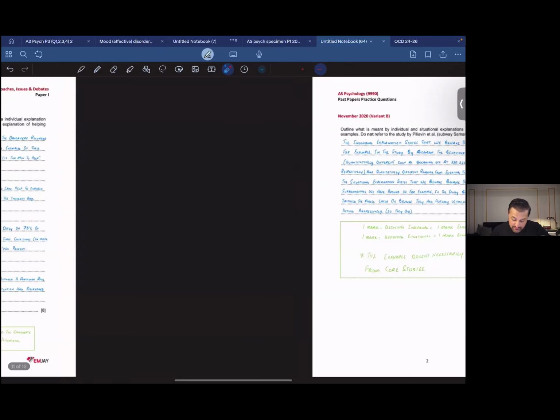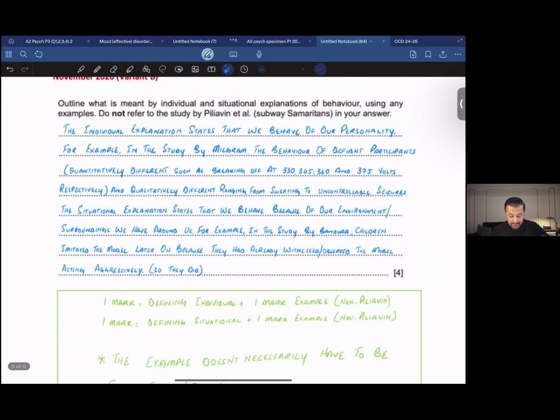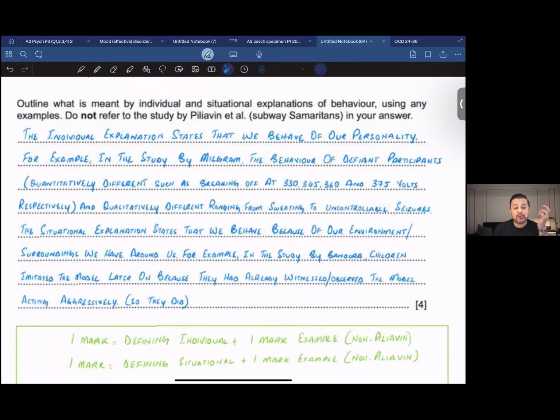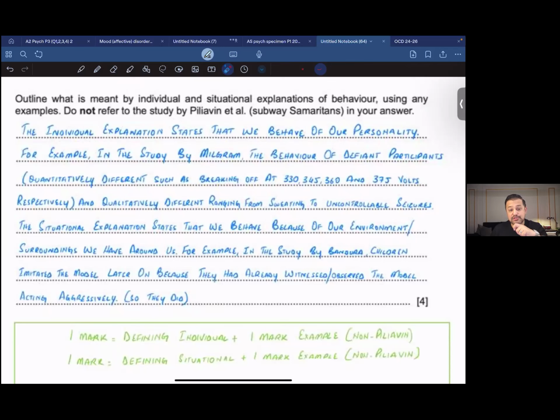Another question that we have, real quick, I don't want to take a lot of time today. We had this question in November 2020. The question reads: outline what is meant by individual and situational explanations of behavior using any examples. Do not refer to the study by Piliavin et al. in your answer. Do not refer. I have seen students missing this do-not part when they read the question in a hurry, in a rush. Don't do that. Read your question thoroughly.